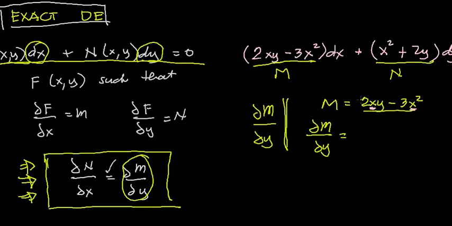Since x is a constant, we have 2x, and the derivative of y is just 1, so we have 2x minus the derivative of 3x^2 with respect to y. If we treat this x as constant, then we have 0. So our partial derivative of M with respect to y is just 2x.